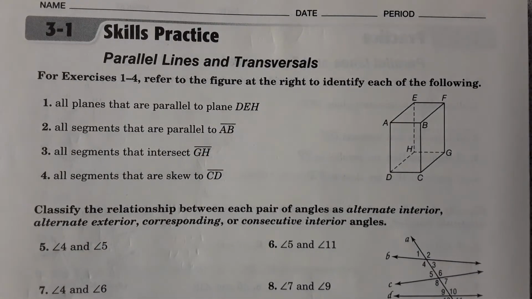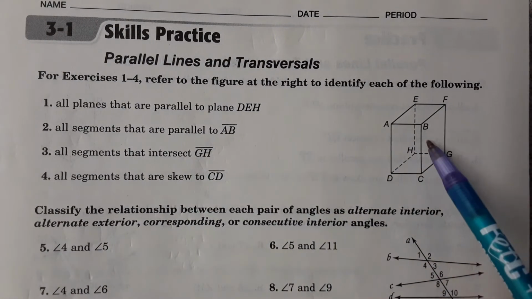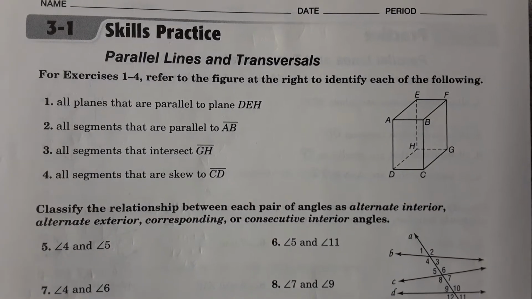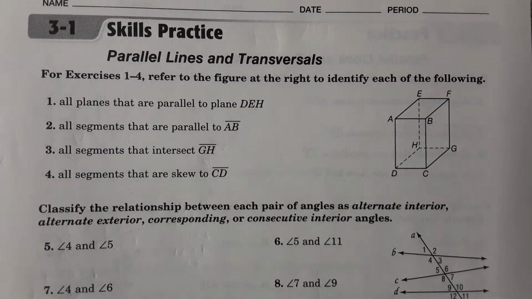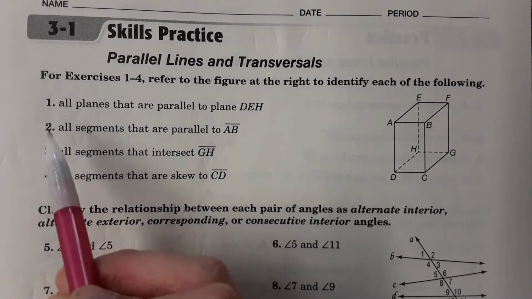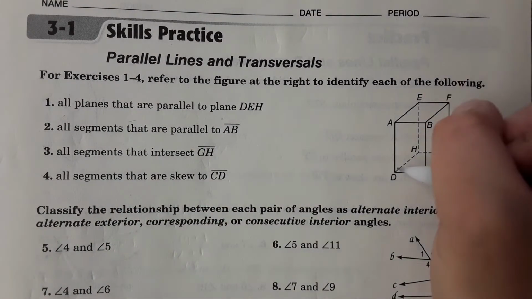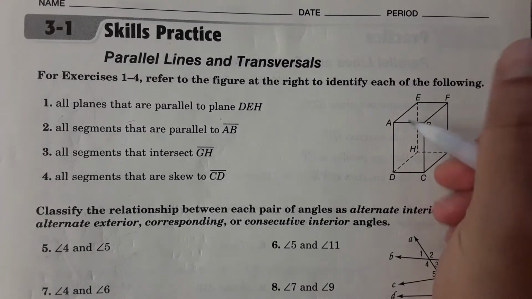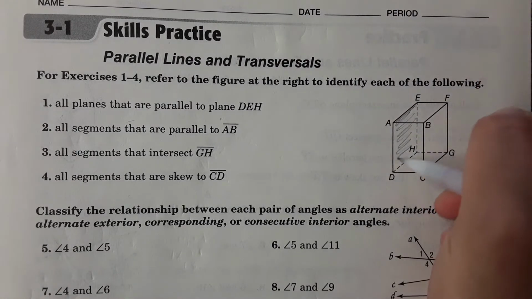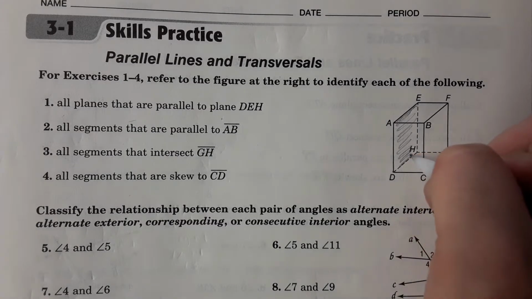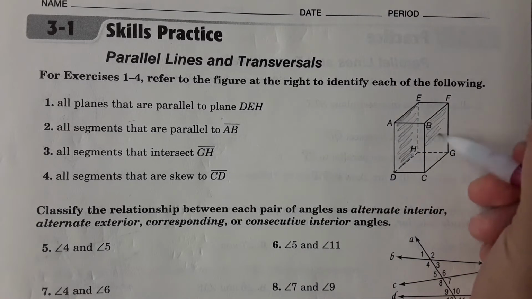Okay, so the first 4 problems, it says refer to this figure at the right to identify each of the following, and it'll tell you what they want you to identify. So for 1, it says identify all planes that are parallel to plane DEH. So we'll just find the points DEH, and that is referring to this plane right here, that rectangle on the back. And then the plane parallel to that is this rectangle here.